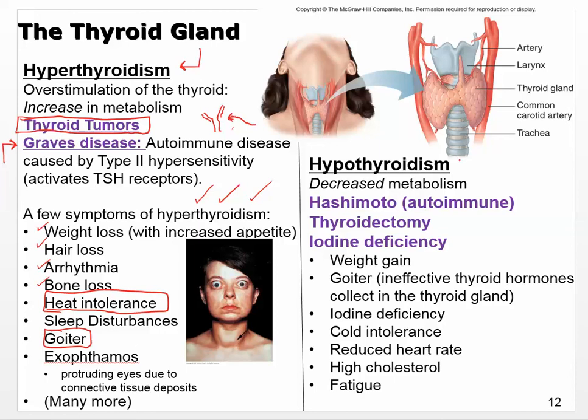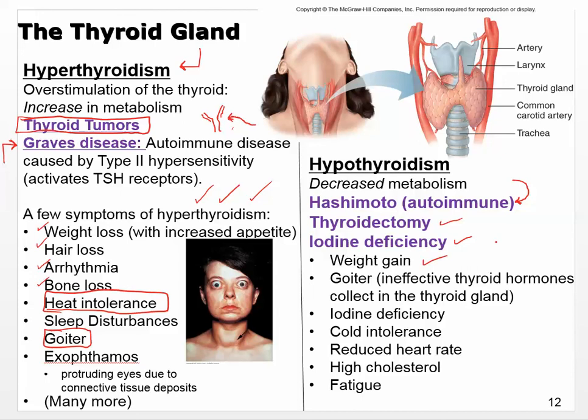Now, hypothyroidism can be caused by, so here's an autoimmune disease, Hashimoto's. Hashimoto's is where the antibodies are attacking the thyroid gland. Okay, so decreasing the function, which makes more sense to me. Thyroidectomy, so if you lose the thyroid or part of the thyroid, and iodine deficiency, which we already mentioned. That's when you aren't producing enough thyroid hormone. So you see a lot of the opposite effects.